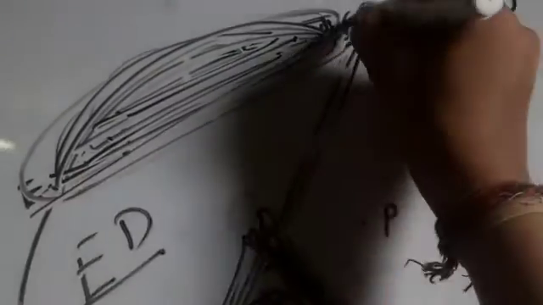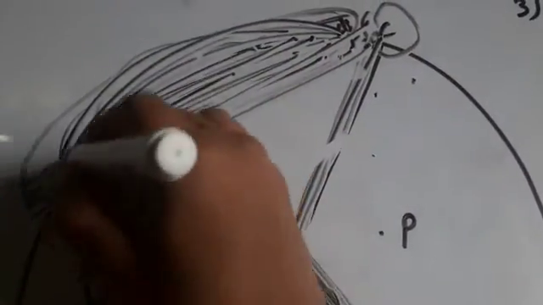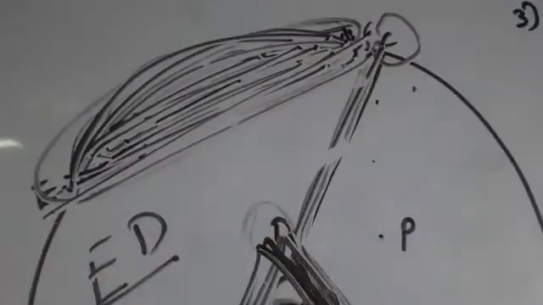Here the segment is ED. Only the shaded part, students. The shaded part of the chord which is enclosed by an arc is said to be the segment.